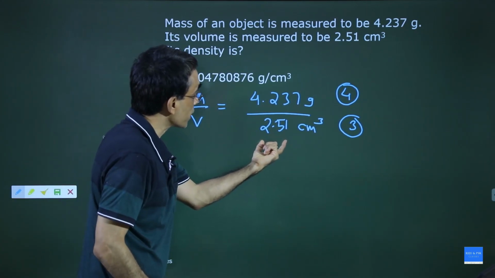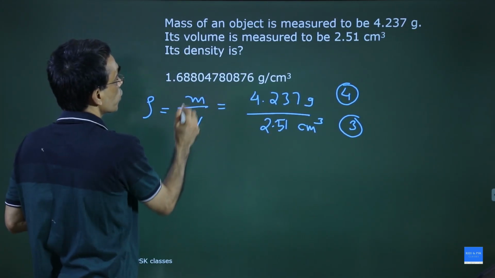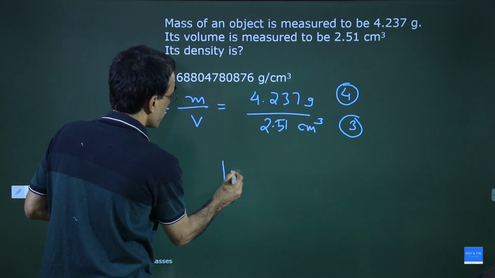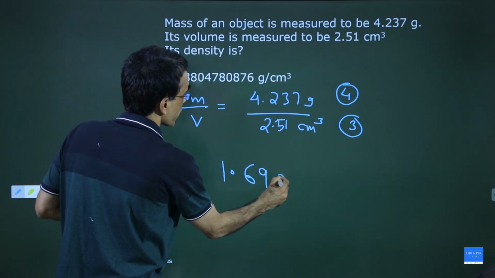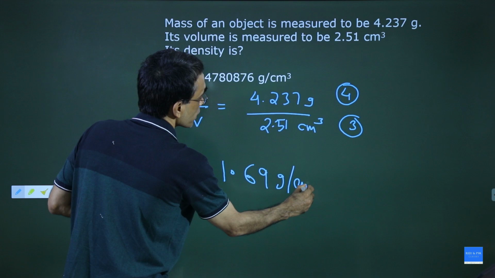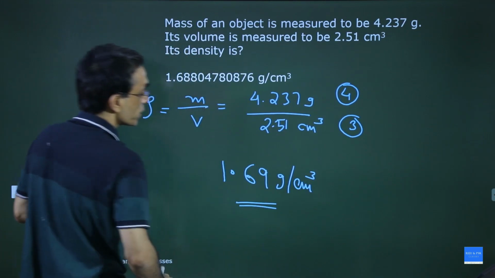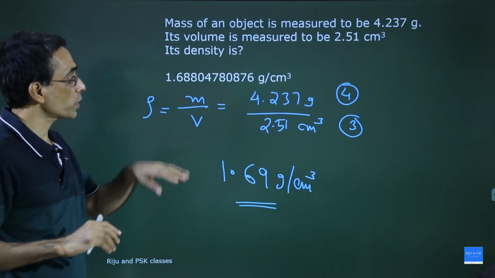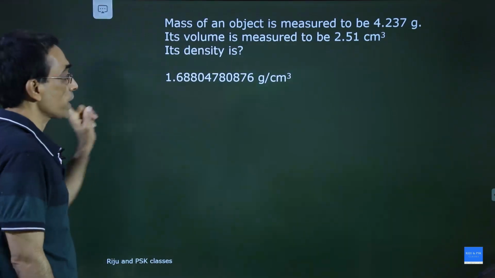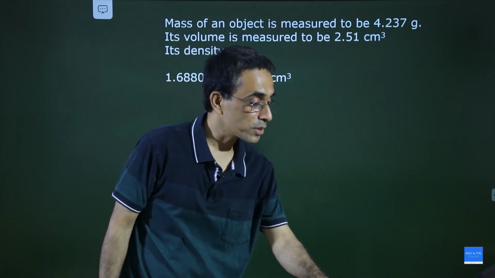This has got 3 significant places. Your answer should be rounded off to 3 significant places. That will be like 1.69 gram per centimeter cubed. So this will be your answer, rounding off to the lowest number of significant places if it is a multiplication or division.